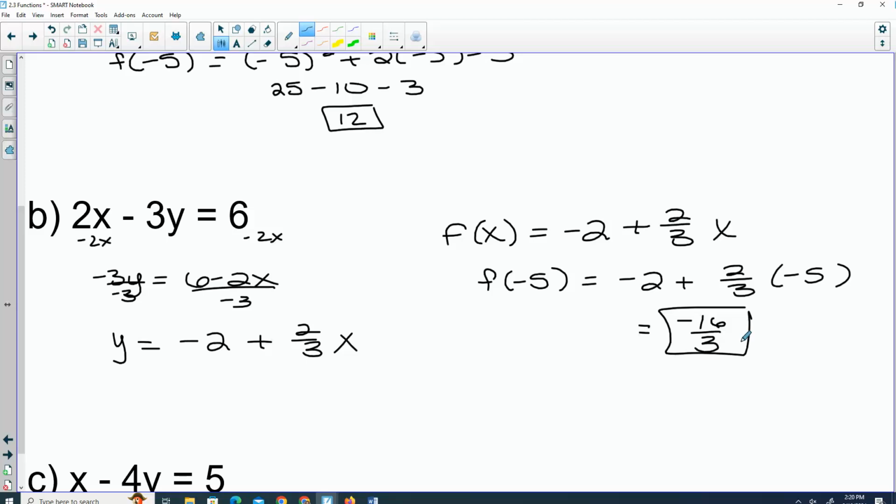Do we need to do any more of those? So if I say put it in function notation, make sure it's y equals, then change your y to an f of x.